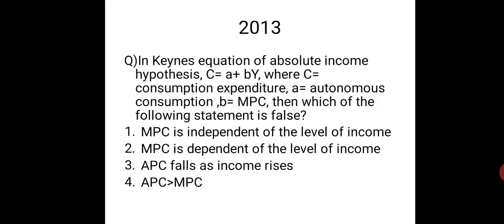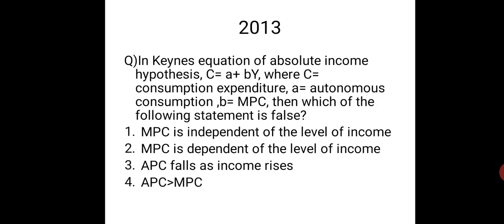So let's look at the statements given below. MPC is independent of level of income. MPC is dependent on level of income. APC falls as income rises. APC is greater than MPC. So we know that this is absolute income hypothesis. These are some of the findings of absolute income hypothesis by Keynes.